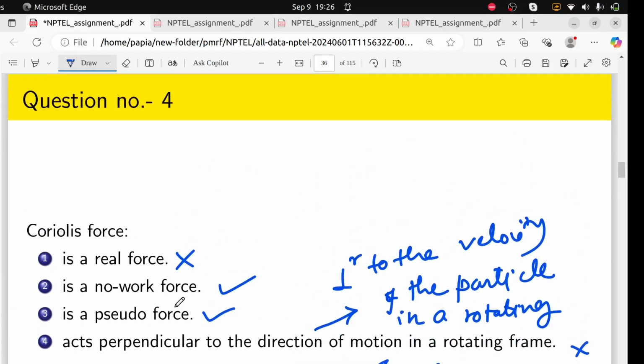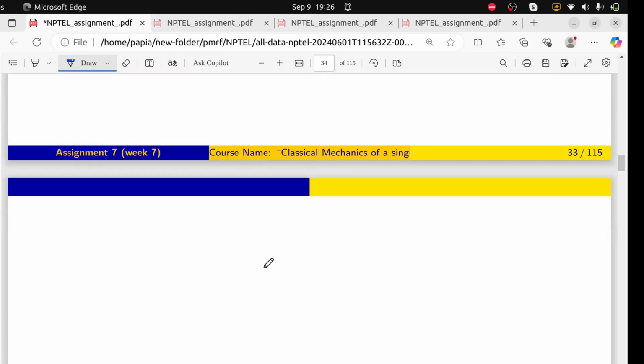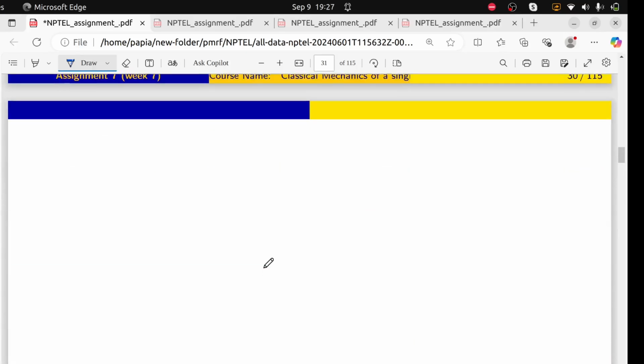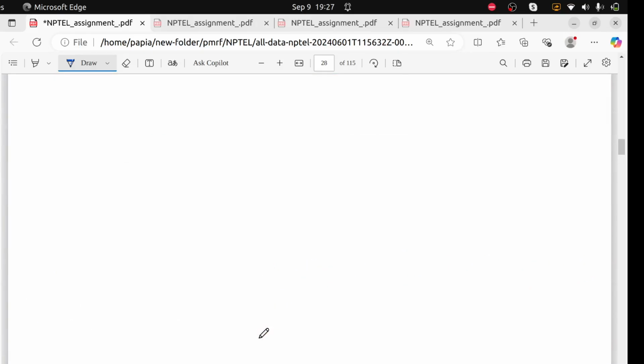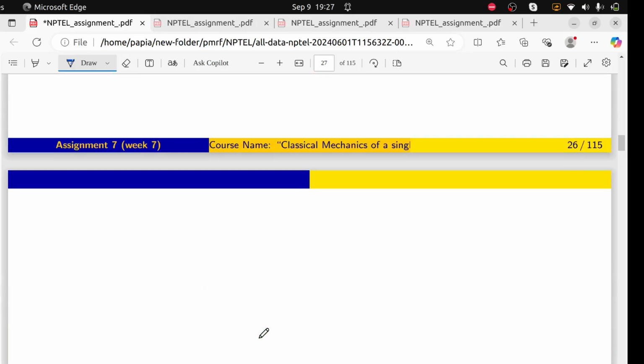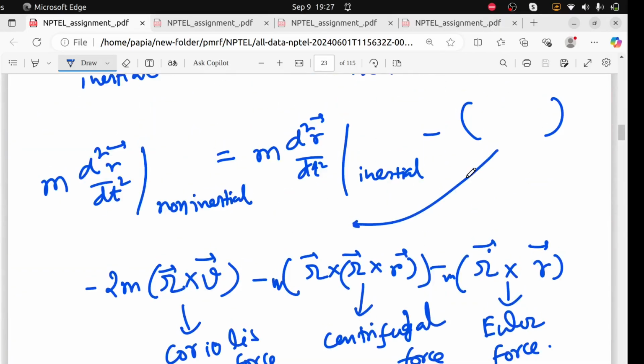Yeah, this direction of the rotating frame, obviously it is not correct. It is to the direction of the particle. Okay, vector, there was a question about Coriolis force. I think there is no question about it. Okay, fine. Now it is fine. So I can see here the Coriolis force expression.